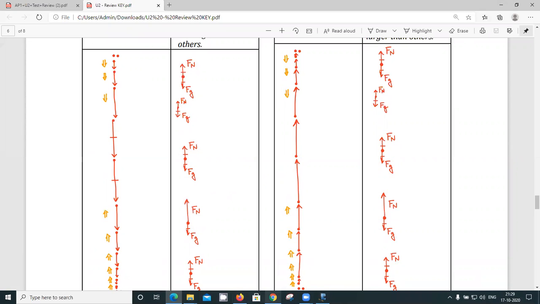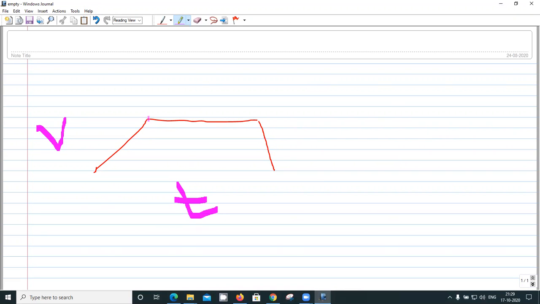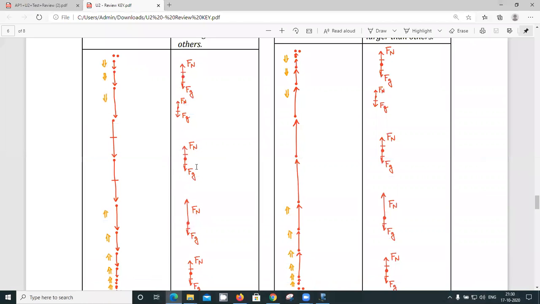Oh, it's the force of gravity that's pulling it down. See, in this part, acceleration is 0, right? But it's moving because velocity is not 0. Is it because the force of gravity is also pulling it down? I know, but the normal force is the same as the force of gravity. Yeah, net force is 0.